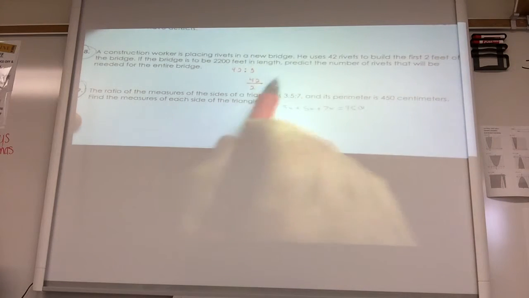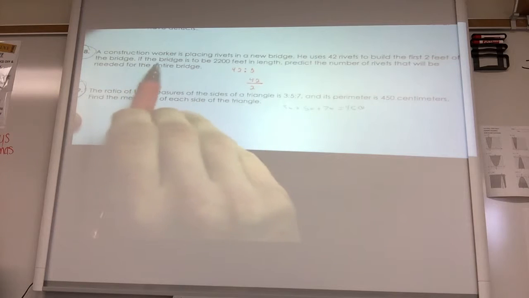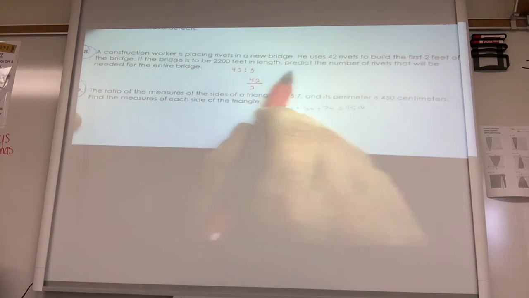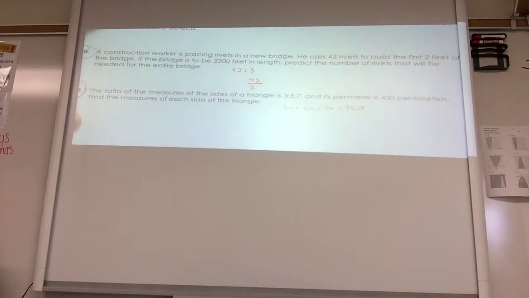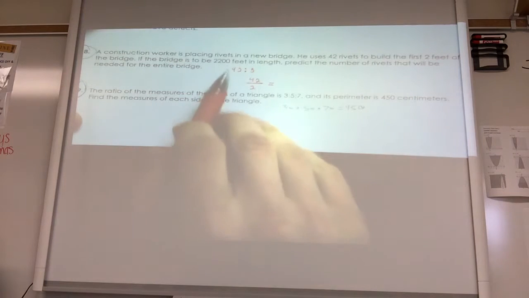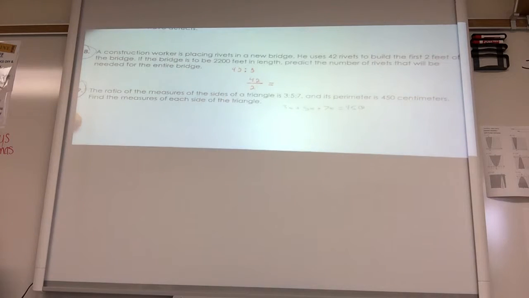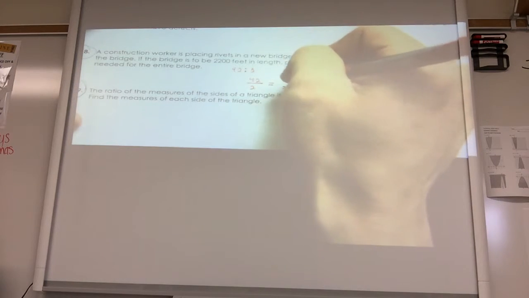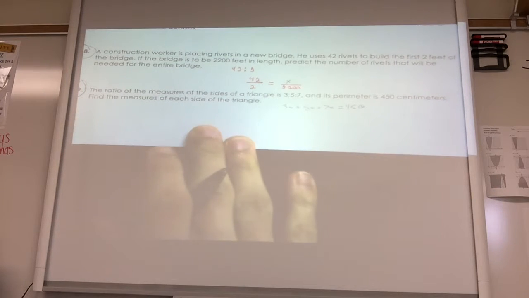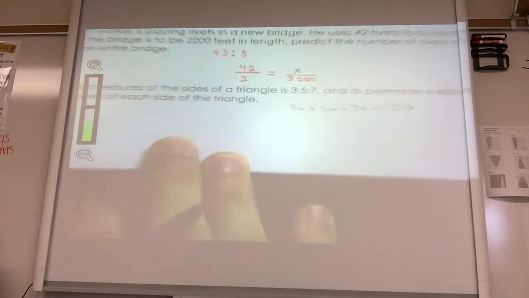And then it says, and remember, rivets are on top, feet are on bottom. If the bridge is to be 2,200 feet in length, predict the number of rivets that will be needed for the entire bridge. So that needs to equal the same fraction as how many feet does it give you? 2,200 feet. Feet are on bottom. We're solving for the number of rivets. We don't know how many rivets. So 42 over 2 equals x over 2,200.